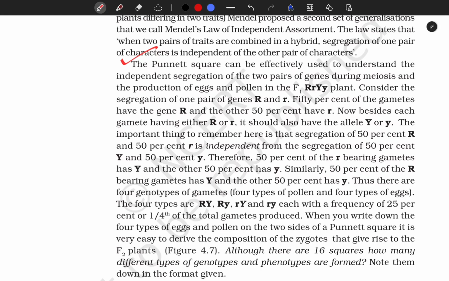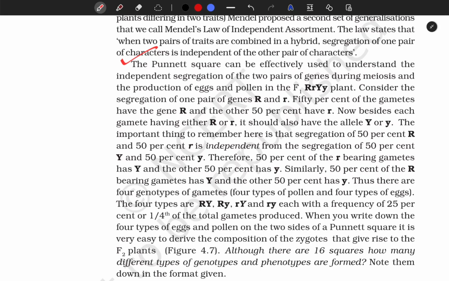Similarly, 50% of the capital R bearing gametes has capital Y and the other 50% has small y. Thus, there are 4 genotypes of gametes, that is 4 types of pollen and 4 types of eggs. The 4 types are capital R capital Y, capital R small y, small r capital Y and small r small y, each with a frequency of 25% or 1/4 of the total gametes produced.